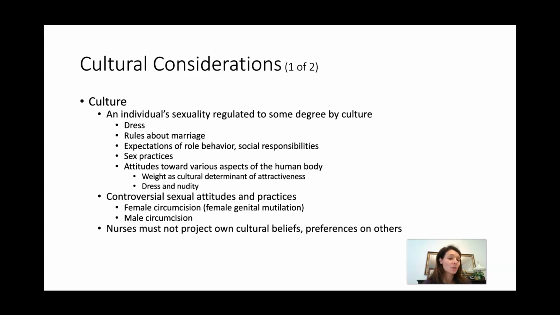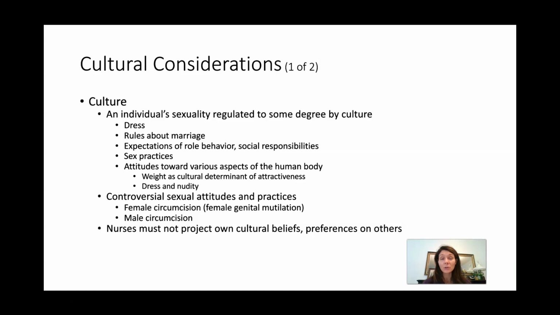So what about culture? Culture affects everything in people's lives, but really it affects sexuality a lot, depending on what types of culture you come from. An individual's sexuality is regulated, your book says, to some degree, but I really think it is regulated a lot by your culture. So how you dress, rules about marriage, expectations of how you should act, and what your responsibilities are, what your sex practices look like, attitudes towards the various aspects of the human body. Some cultures find women who are a little more plump and juicy more attractive, and other cultures find women who are super skinny and bony more attractive. So where do you come from? It has to do with how we look at people.